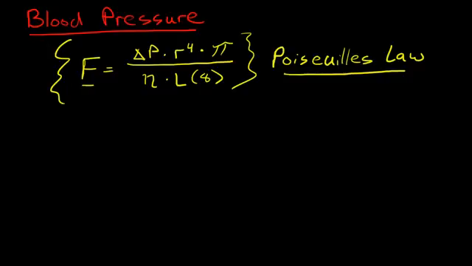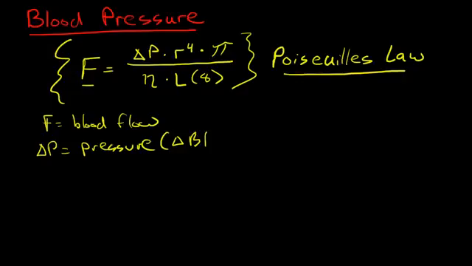Now, F stands for flow, and in this example, we're going to be talking specifically about blood flow. So F is blood flow. Now, blood flow equals the change in pressure, in this case blood pressure, times the radius of the vessel. So the R actually is the radius to the fourth power. That's very important to recognize, and we'll explain why in a minute. Radius of the vessel.